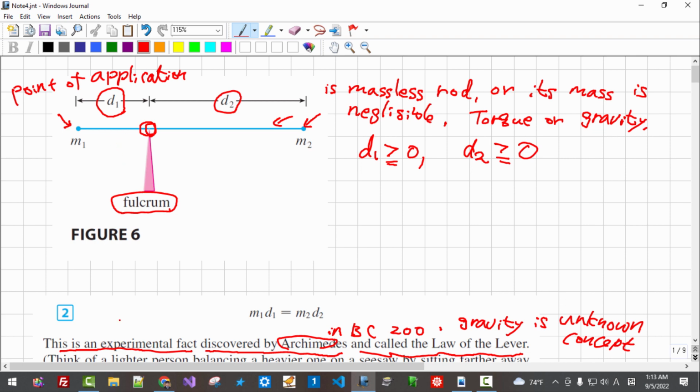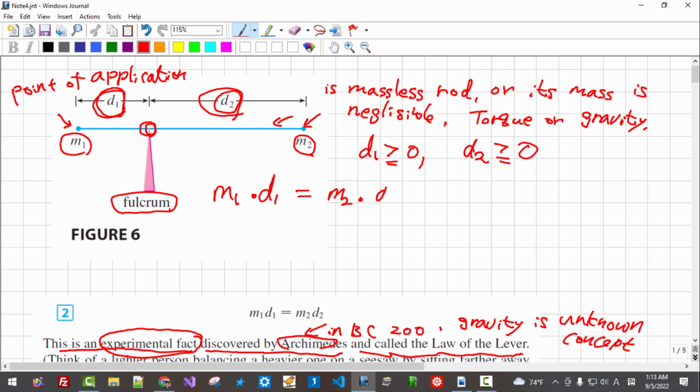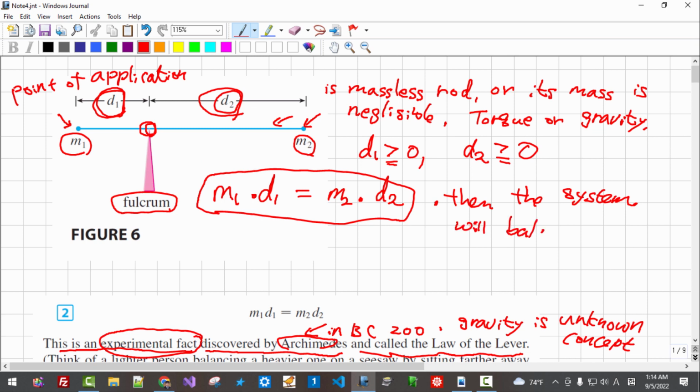If, from the experimental fact discovered by Archimedes, M1 times D1 is equal to M2 times D2, if it holds, then this system balances. Then the system will balance.